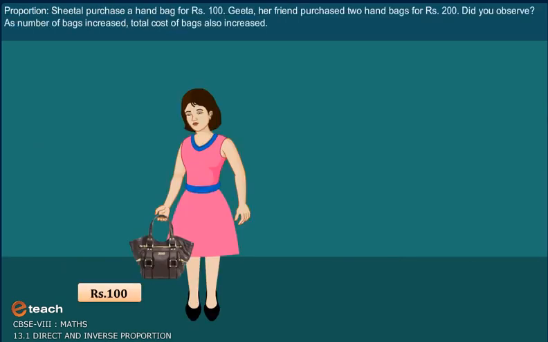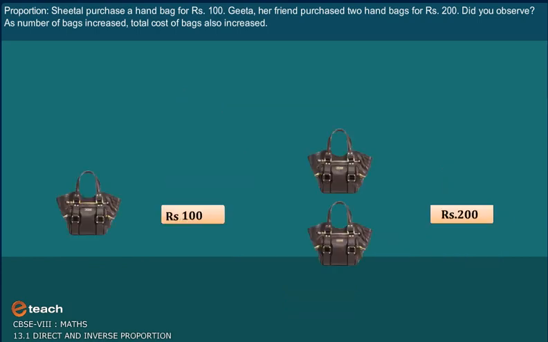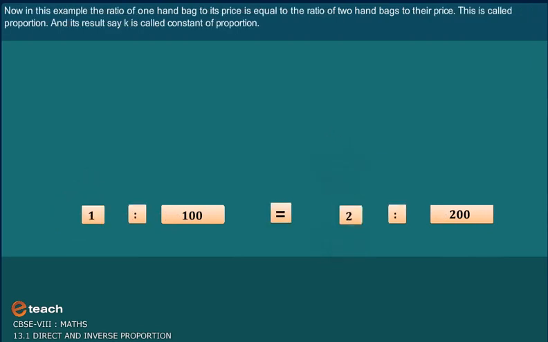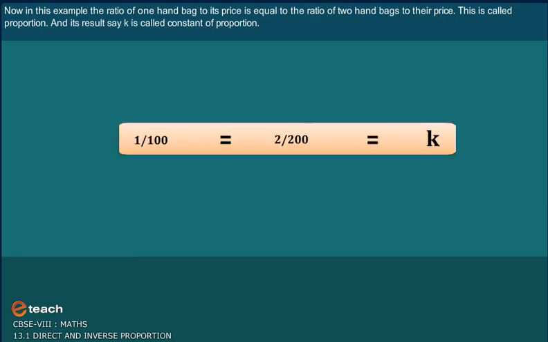Proportion. Sheetal purchased a handbag for ₹100. Geeta, her friend, purchased 2 handbags for ₹200. Did you observe? As the number of bags increased, the total cost of bags also increased. Now in this example, the ratio of one handbag to its price is equal to the ratio of 2 handbags to their price. This is called proportion. And this ratio is k, which is called the constant of proportion.